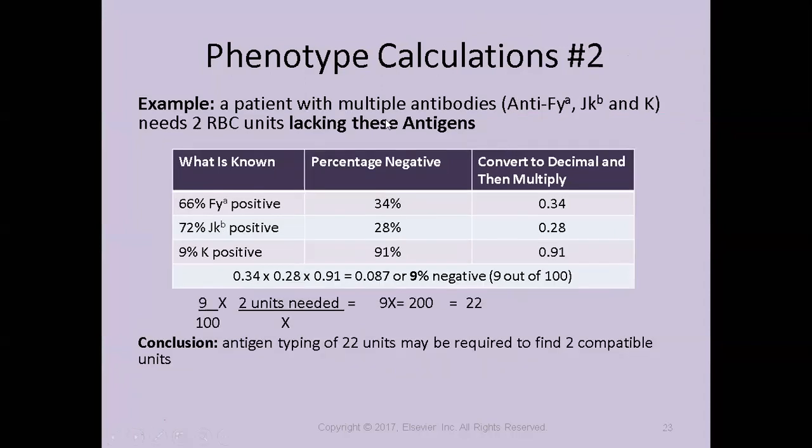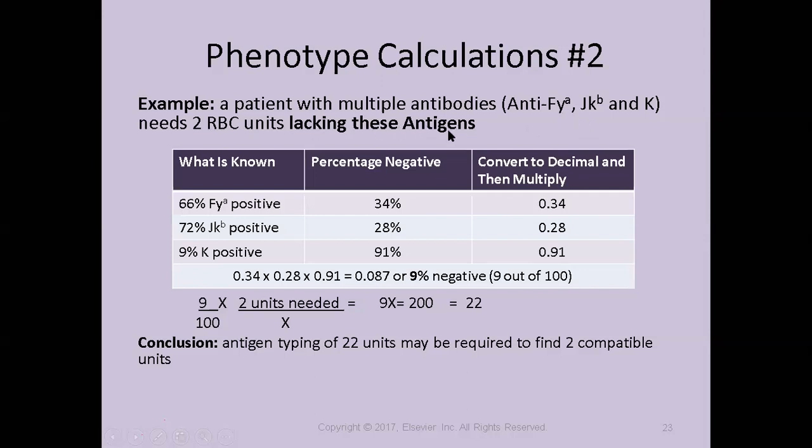Okay, so in this example, you have a patient with multiple antibodies. This time they have an antibody against Duffy A, JKB, and Big K. And we'll be learning more about these antigens and their blood group systems in an upcoming module. Now this time the patient needs 2 red cell units that lack these corresponding antigens.